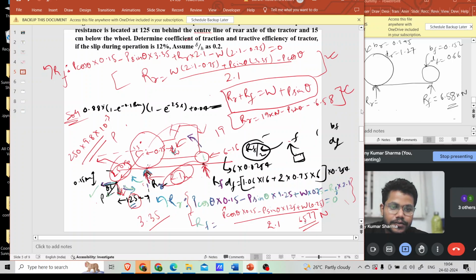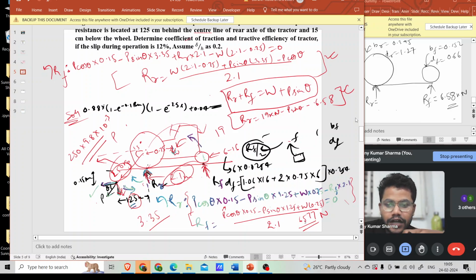P sin theta is a draft, no sir. P sin theta is the draft given by the implement, sir. No, it's not clear, what you said? You gave the equation as RR plus RF is equal to W plus P sin theta. In this equation, the P sin theta signifies the draft from the implement. Am I right, sir?